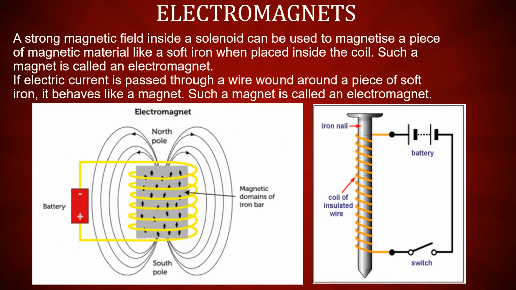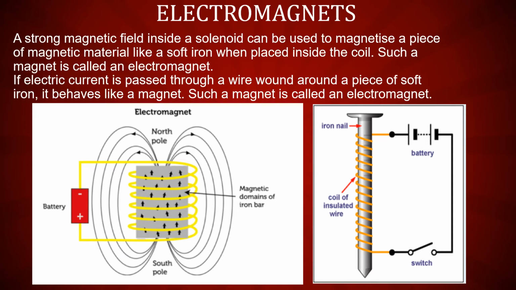A strong magnetic field inside a solenoid can be used to magnetize a piece of magnetic material like a soft iron core when placed inside the coil. Such a magnet is called an electromagnet. The magnetism exists because of electricity flowing through it in the form of electric current.